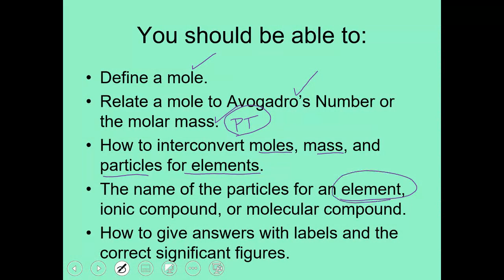We know that for an element, the particles are called atoms. For an ionic compound, they are formula units. And for a molecular compound, they are molecules. And we practiced putting labels and giving our answers with the correct number of significant figures.